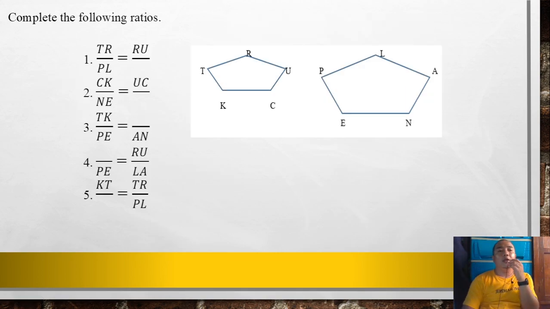Okay, complete the following ratios. For number 1, TR over PL is equal to RU over LA, correct. Number 2, CK over NE is equal to UC over AN. Corresponding sides. Next, number 3, TK over PE is equal to blank over AN.